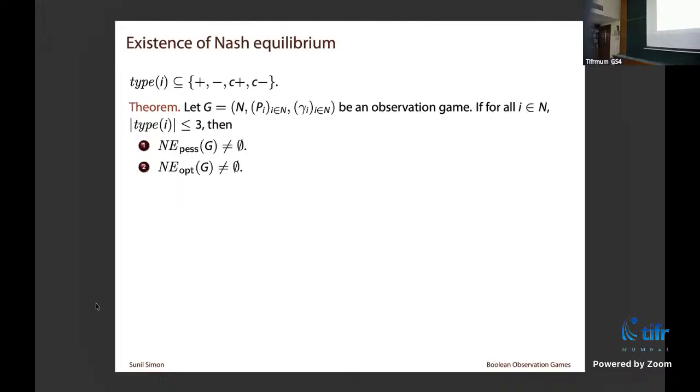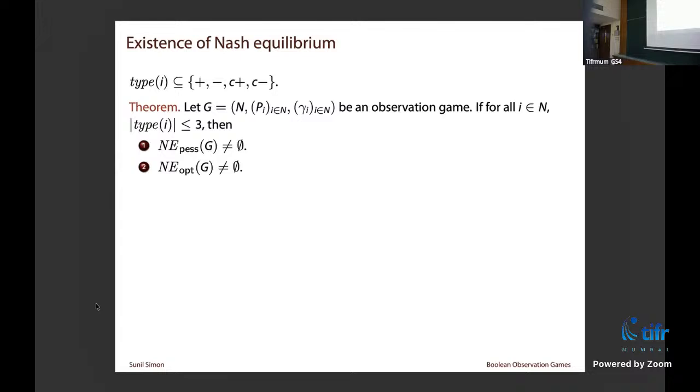So let's look at, let's say, C plus. C plus is saying that I want to reveal something to you. That's my goal. If I don't have C plus in my type, then not revealing anything is a dominant strategy. So if my goal doesn't say that I want to reveal something to you, then don't reveal anything. That's going to be a dominant strategy. Similarly, if C minus is not there, then revealing everything is a dominant strategy.